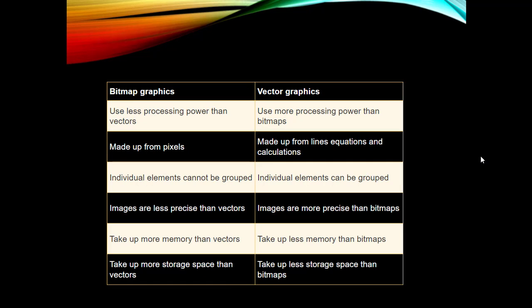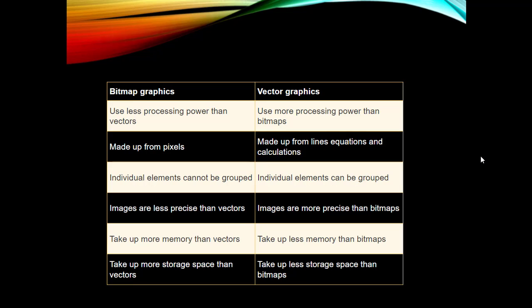Okay, so what are the differences between bitmap and vector graphics? Well, bitmap graphics use less processing power than vectors. Bitmap graphics are made up of little pixels, which are tiny little dots, whereas vector graphics are made up of line equations and calculations.